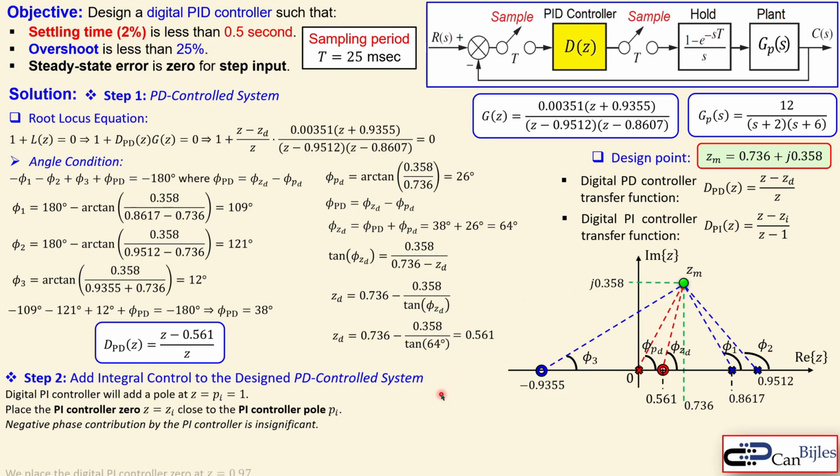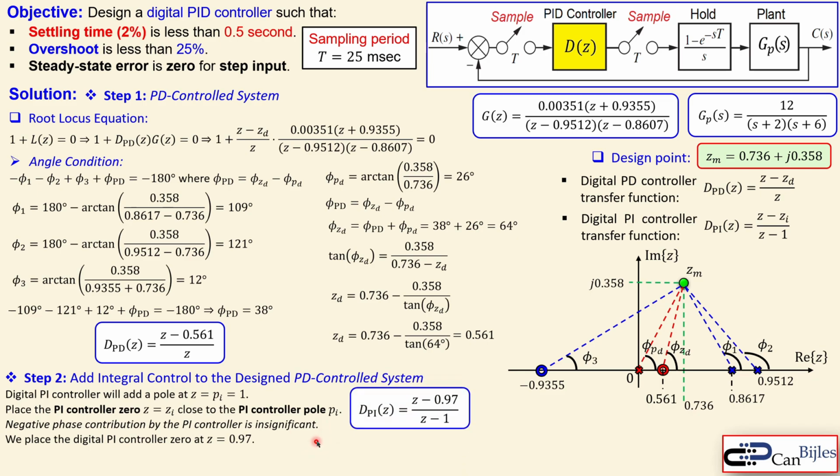So in this case, I will select 0.97, very close to that 1. You can also take maybe 0.92 or 0.95 or maybe 0.9. You need to see that in the simulation and also tune that if necessary. So then the transfer function of the PI control, which is very simple here and also very fast determined, is this. So we now have (z - 0.97)/(z - 1).